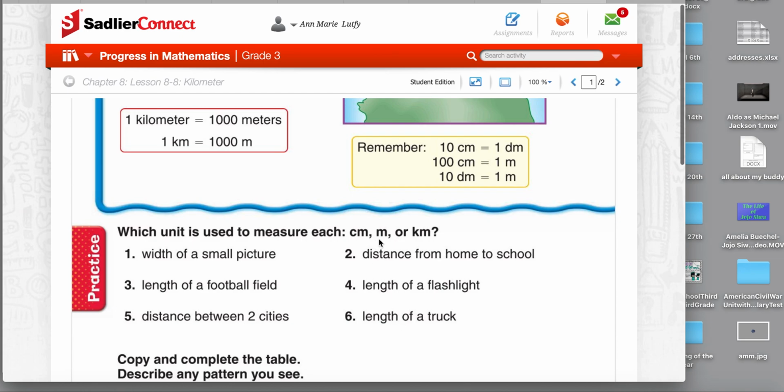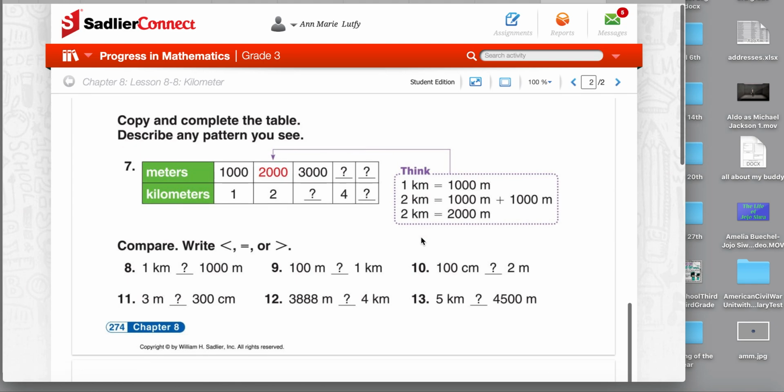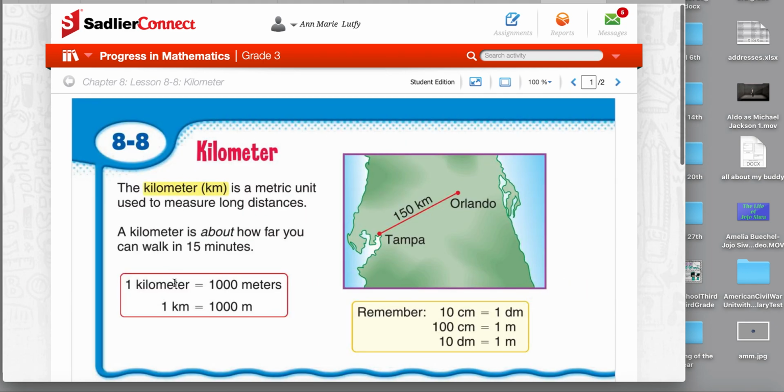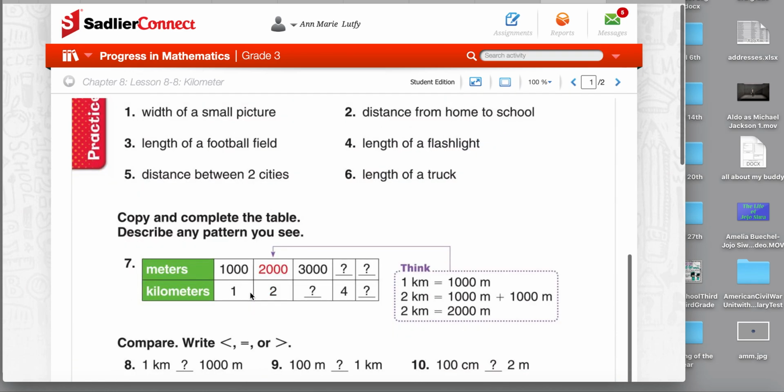Remember, a kilometer is going to be something really long, like the distance from my house to school, or my house to the shopping mall. So for the distance from home to school, we would use kilometers. Again, remember that 1 kilometer is 1,000 meters.